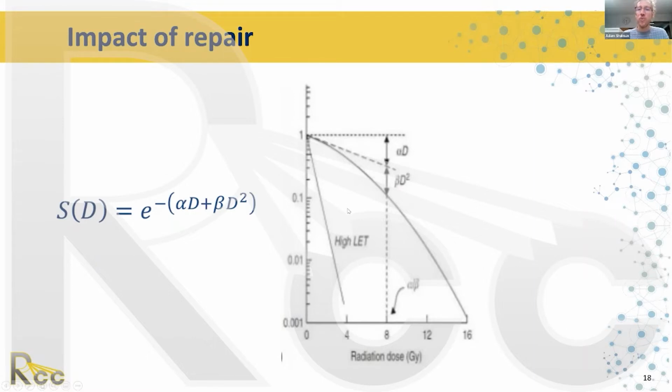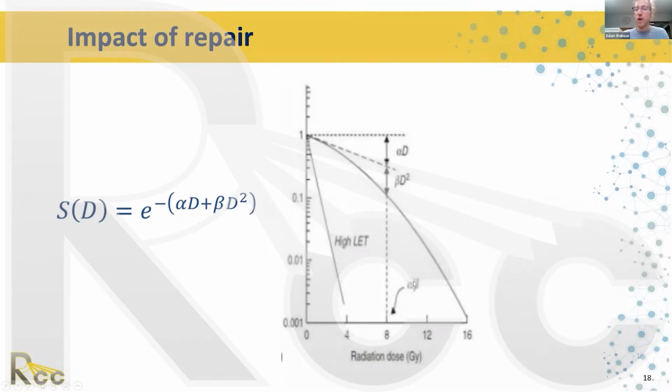Then at a certain point, you start getting a high enough probability of interactions from a high enough amount of dose that you start getting more double strand breaks. Double strand breaks significantly increase the amount of cell death. Hence, we have a squared term. So that's one idea of how this alpha and beta term work.